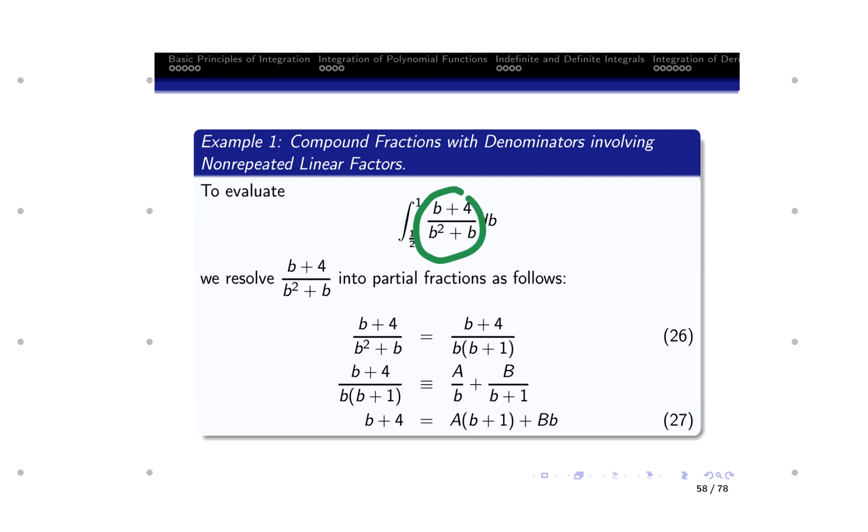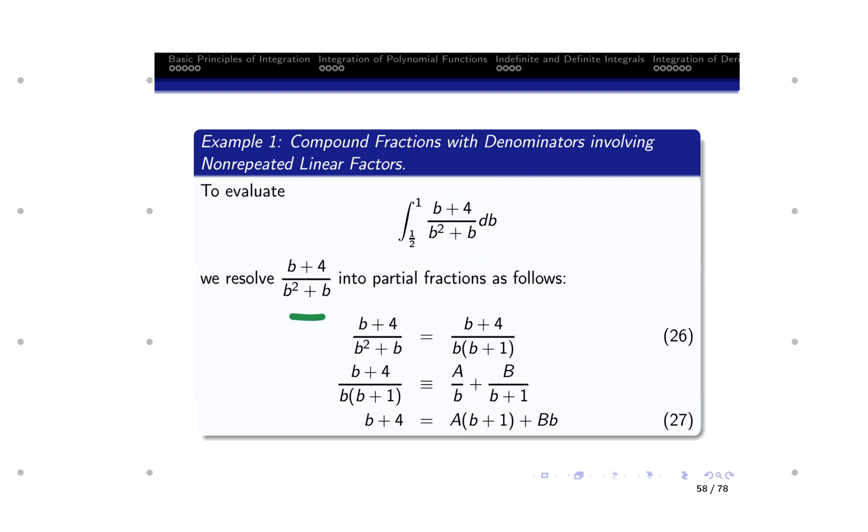And then if you differentiate the denominator, you get 2b plus 1, which is totally different from b plus 4. So the next thing is you can see that the denominator can be factorized, b squared plus b. So in that case, we know we are dealing with a compound fraction that needs to be resolved. So we resolve b plus 4 all over b squared plus b into partial fractions. And how do we do that? b plus 4 over b squared plus b is the same thing as b plus 4 over b into b plus 1.